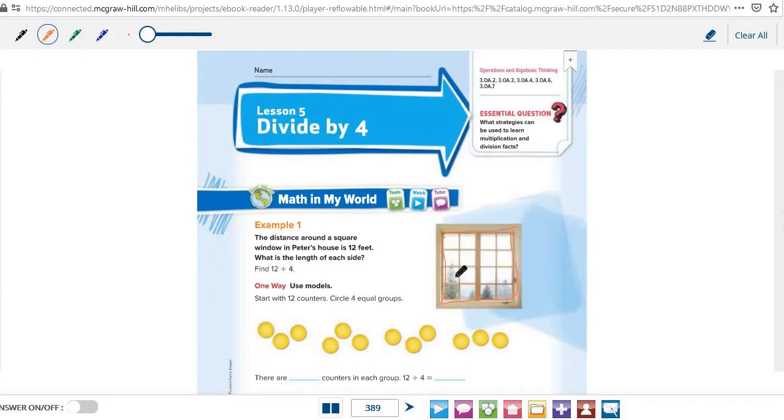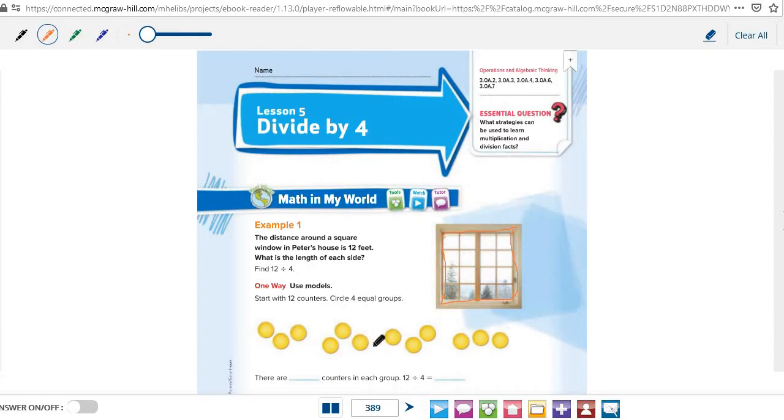It's a square. As you know, in a square, all the sides have the same length. Now the question is, what is the length of each side? Find 12 divided by 4. One way to find the answer of this division sentence is to use models, as we did before. So let's start with these counters.